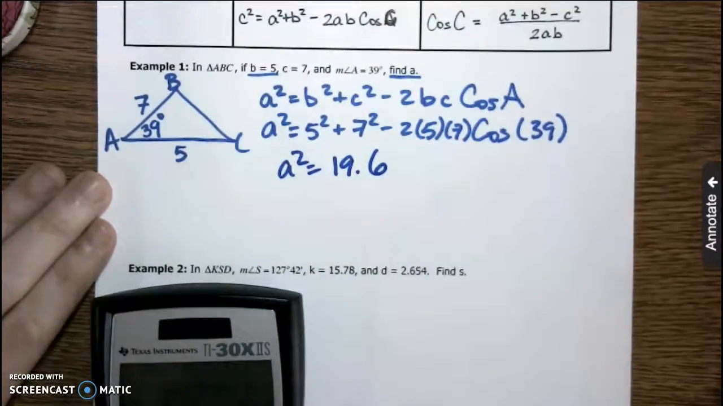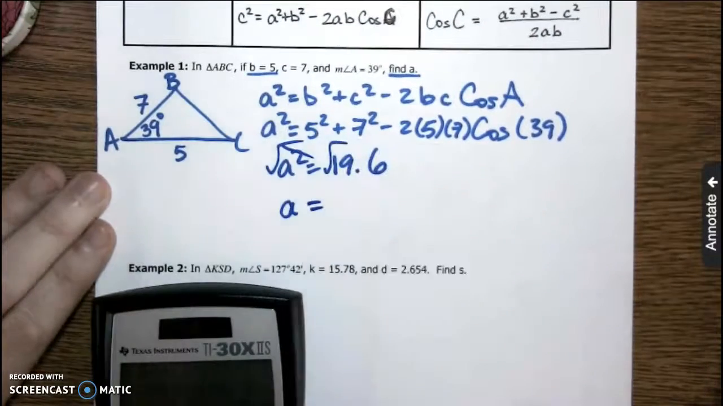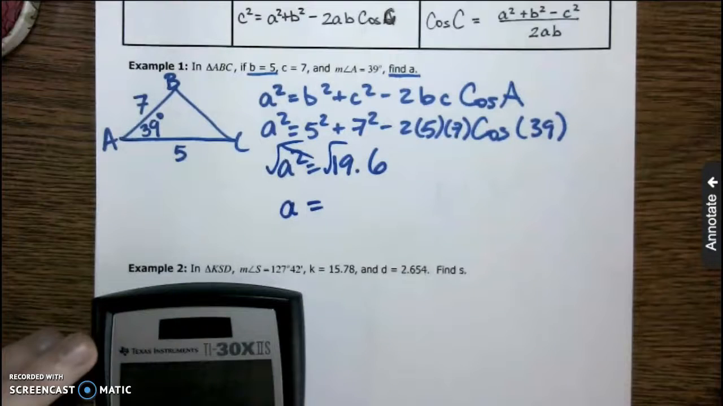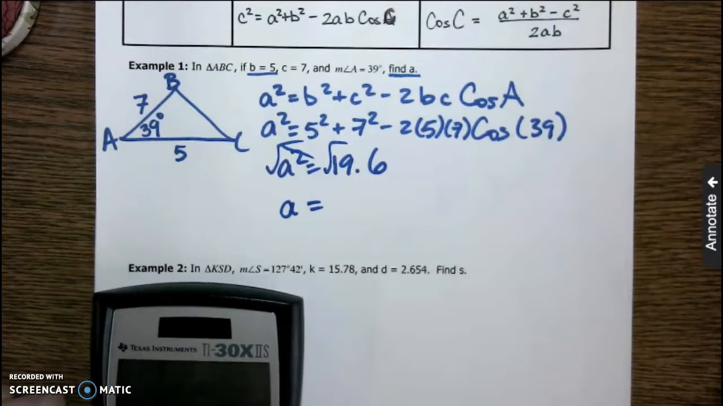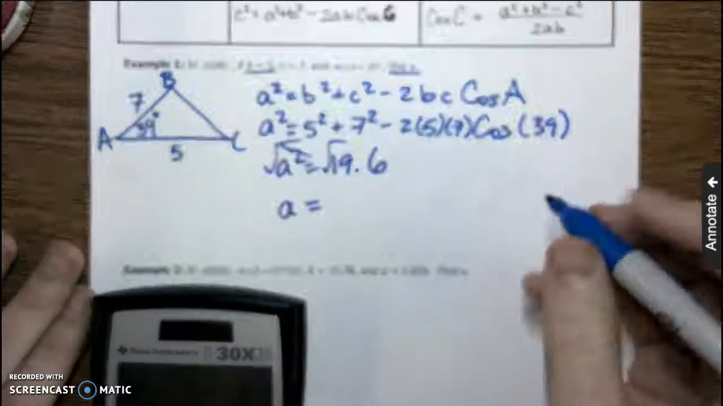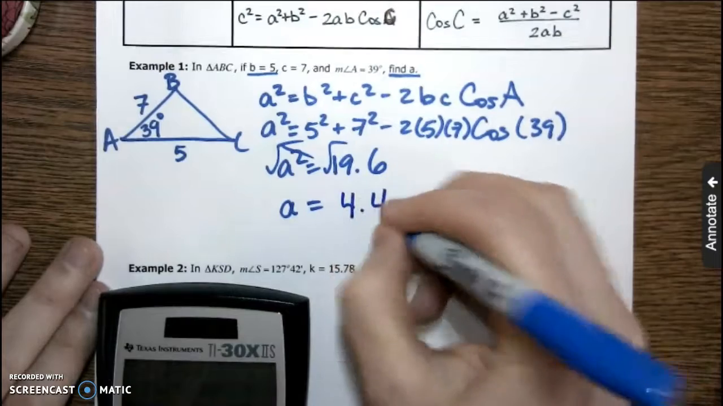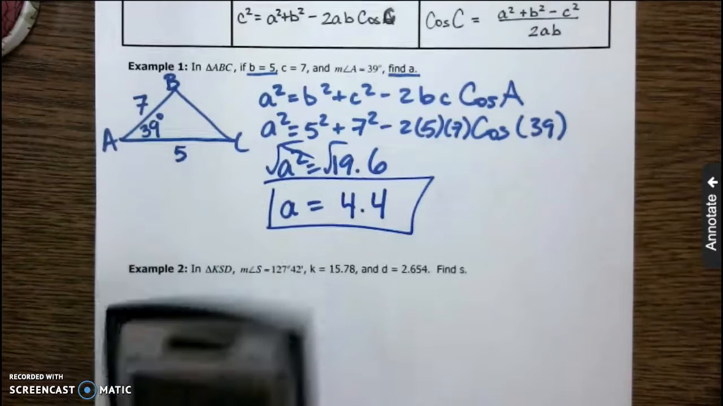if you round. And then we want a, not a squared, so we take the square root of both sides. The square root of 19.6 is 4.4. And that's what they want in example 1.